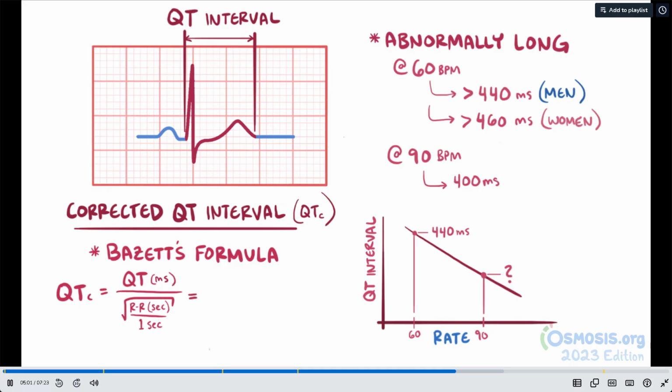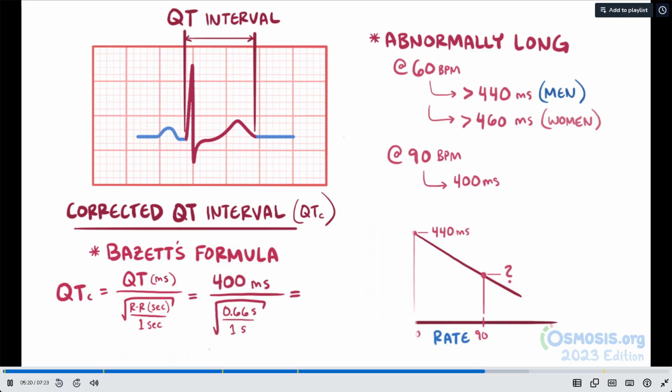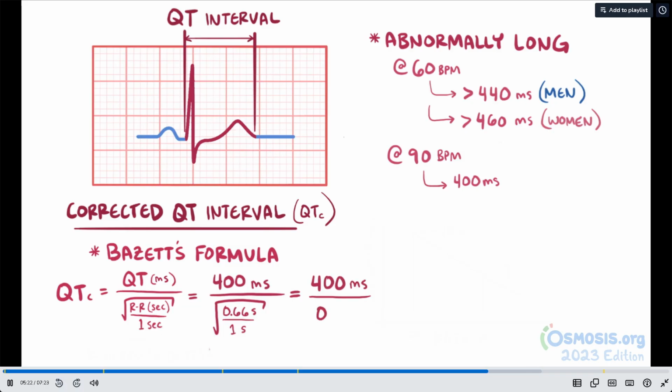Alright, so let's use our 90 beats per minute and 400 millisecond QT interval from before, and also assume that it's a male. If we plug in 400 for QT and 90 beats per minute, which is the same as 0.66 seconds per beat, we have a QT of 400 milliseconds divided by the square root of 0.66 seconds over 1 second, which is 400 milliseconds divided by 0.81, which remember is unitless. And so we get a corrected QT interval of 493 milliseconds.